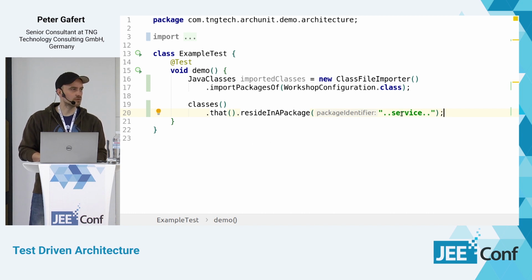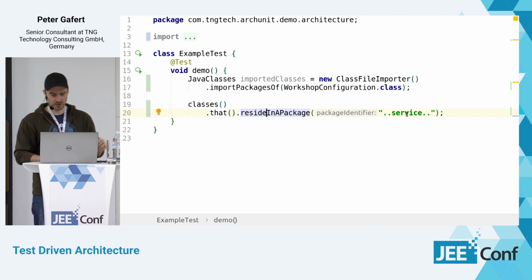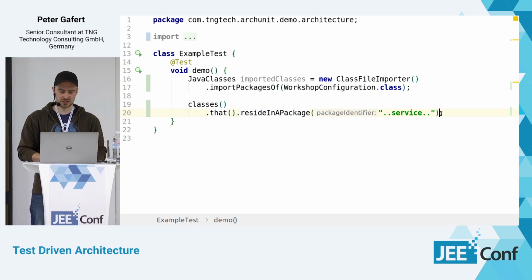So here we need to know one thing. This is like AspectJ, so two dots means any amount of packages. So we find any package that has some sub-package service in there. Doesn't matter if it's foo.service.bar or bar.service, so all those packages we get, right? So this is what we're interested in.